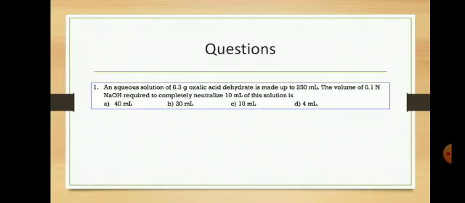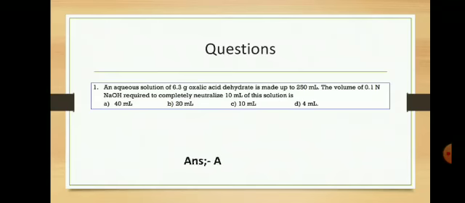Questions related to the above discussed synopsis. First question. An aqueous solution of 6.3 gram oxalic acid dihydrate is made up to 250 ml. The volume of 0.1 normal NaOH required to completely neutralize 10 ml of this solution is: option A 40 ml, option B 20 ml, option C 10 ml, option D 4 ml.